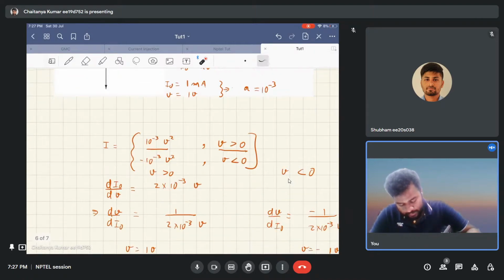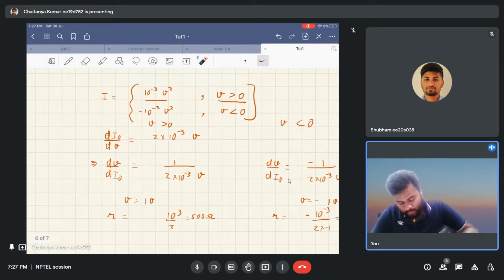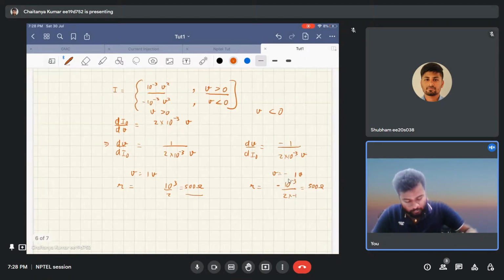Now for V greater than 0, the derivative of I naught with respect to V is 2 into 10 to the power minus 3 times V, and what you need to find is the small signal resistance. So it will be the reciprocal of the derivative, that is 1 upon 2 into 10 to the power minus 3 times V, and since you need to find it at 1 volt, your resistance at 1 volt will be 500 ohm. And similarly you can find it for V less than 0 also, and there also you will get a resistance of 500 ohm.